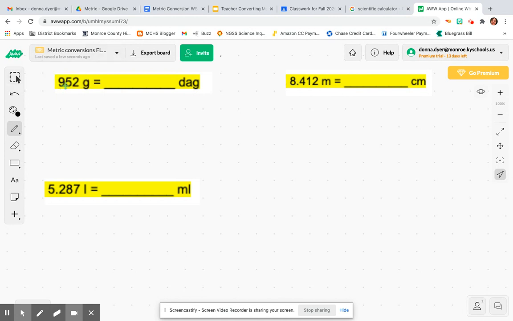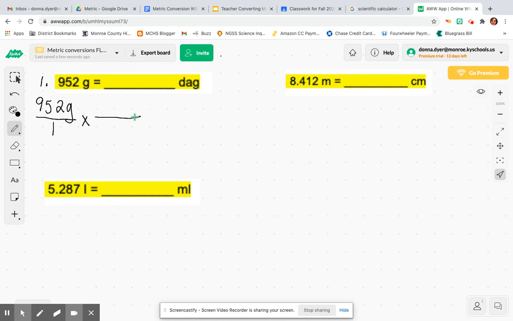Okay, so the first thing we're going to do is take what we're given in our problem. So this is our first problem, and we're going to put what we're given over 1. We're going to turn it into a ratio. So 952 grams over 1. That's always going to be your first step. Now, we're going to do another ratio to let us change from gram to DAG, which is decagram.